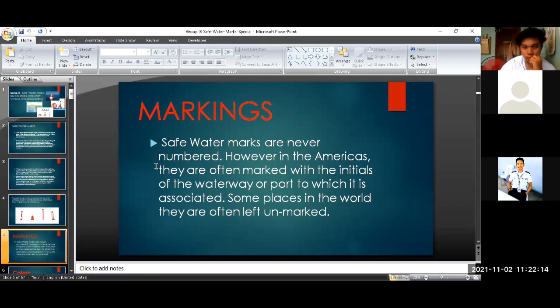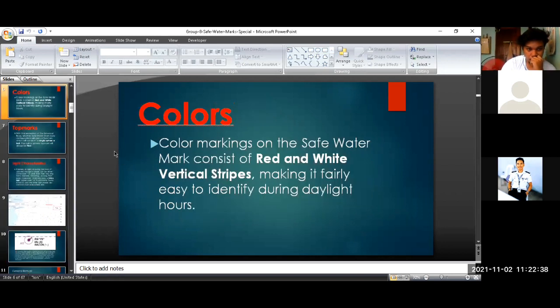Markings. Safe watermarks are never numbered. However, in the Americas, they are often marked with the initials of the waterway or port with which they are associated. In some places in the world, they are often left unmarked. Colors. The color markings on the safe watermark consist of red and white vertical stripes, making it fairly easy to identify during daylight hours.